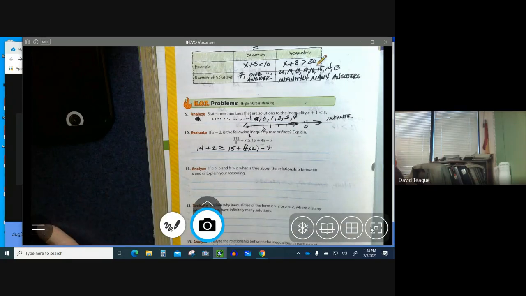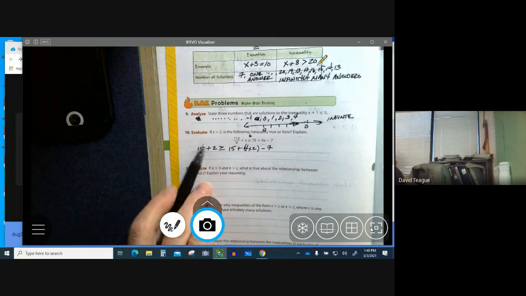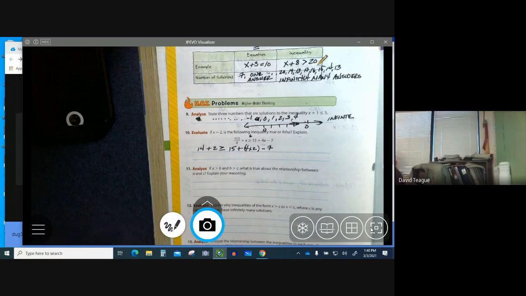So you're going to have to use PEMDAS, right? Parentheses, exponents, division, multiplication, addition, subtraction, and see if you can simplify this expression. I'll give you a minute.